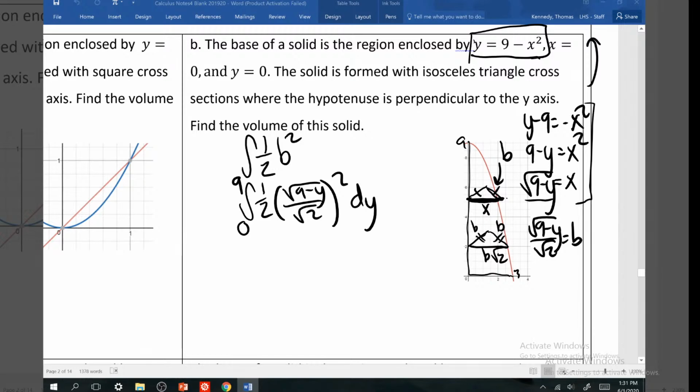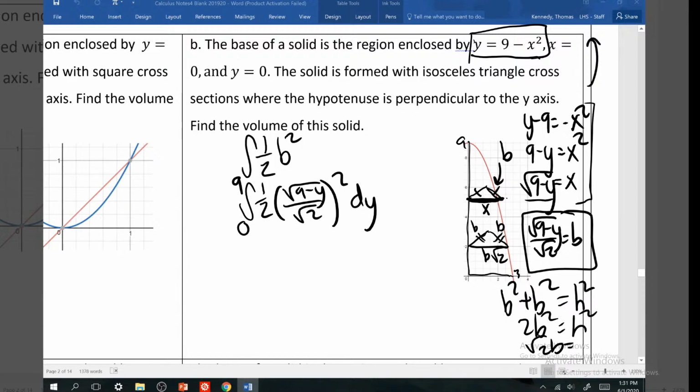I need to find the two base sides, or the two isosceles sides. And to find those sides, all I do is take the hypotenuse and divide by the square root of 2. That's how I found this here: I took the hypotenuse distance, which is root 9 minus y, and divided by the square root of 2. Because that side is always root 2 shorter, and if you don't know why, it comes from the Pythagorean theorem. So 2b squared equals h squared, square root both sides, root 2 b equals h. And that's how you find the side there.